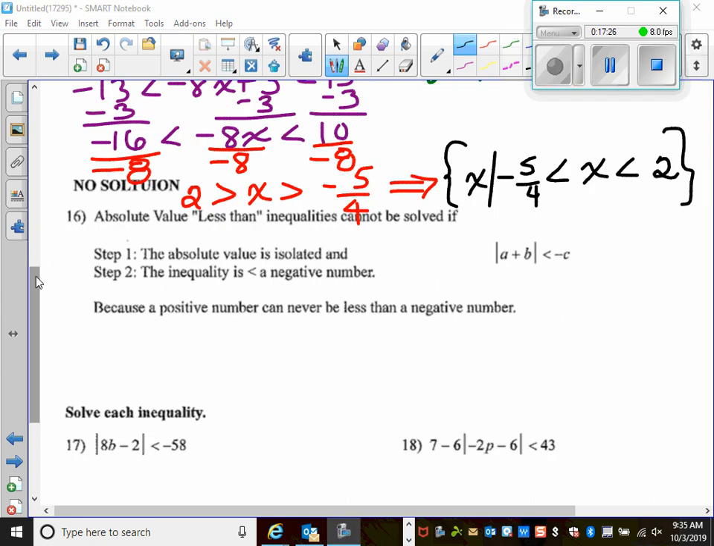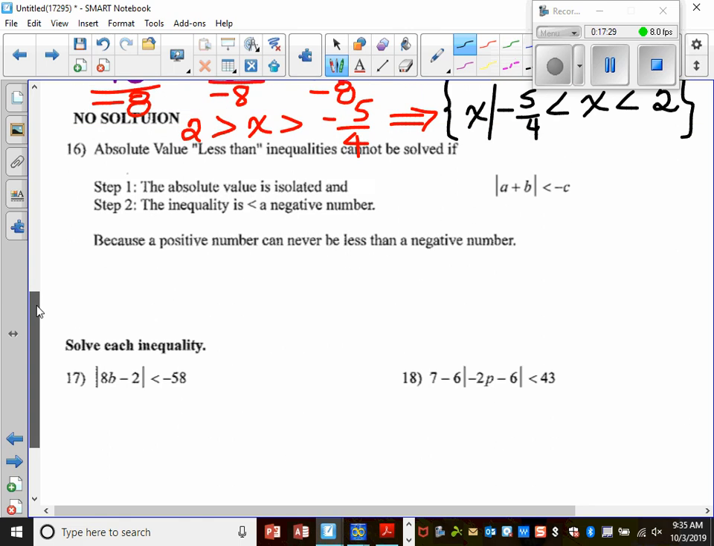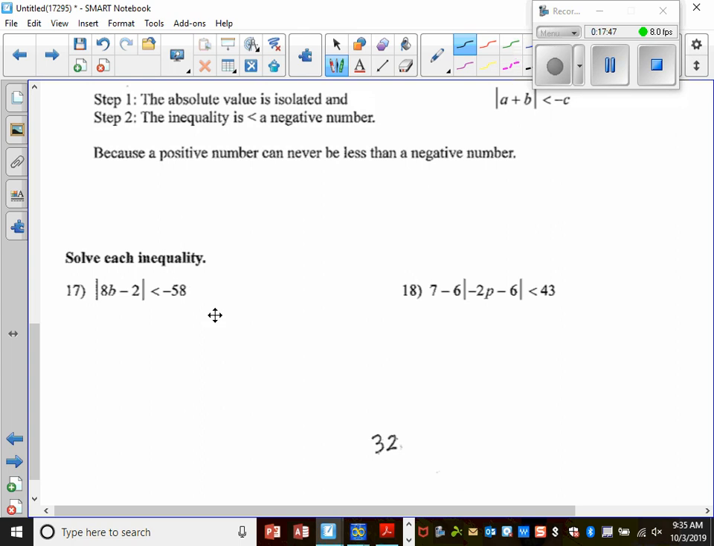Just like we had a special situation for the equations, there's also a no solution for less than inequality. So if the absolute value is isolated, and you end up with it being less than a negative number, then you have no solution. So if you can recognize right away, you don't do any work. Here it is. It says the absolute value of 8 minus b is going to be less than negative 58. Well, there's no positive number that can be less than a negative number, correct? All positive numbers are greater than negative numbers. So in this case, you would simply write no solution.